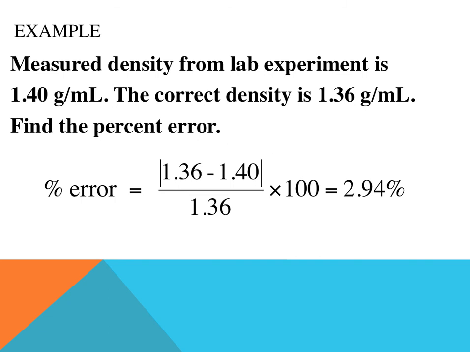So we look at our value, 1.36, the accepted. We subtract 1.40, which was our lab experimental value. It really doesn't matter which one comes first. That absolute value sign is our saver, so the number will be the same. It's just whether you get negative or positive in your calculator; just ignore the negative. So we subtract the two, and in this case, it will be 0.04. And then we're going to divide by 1.36.